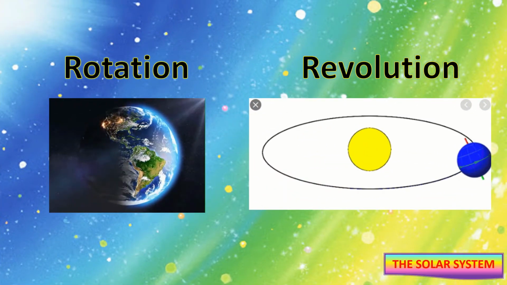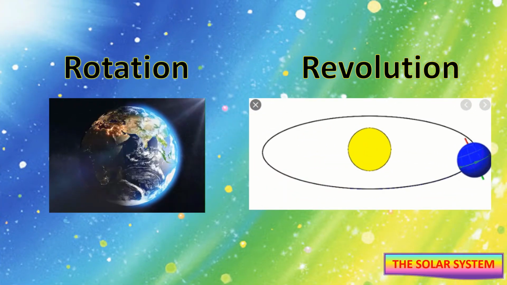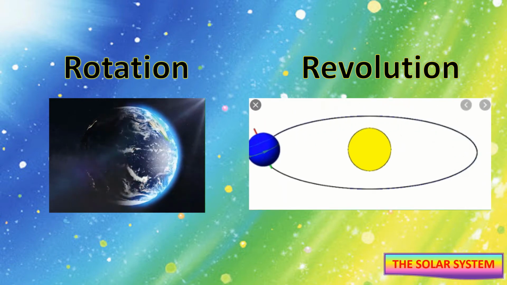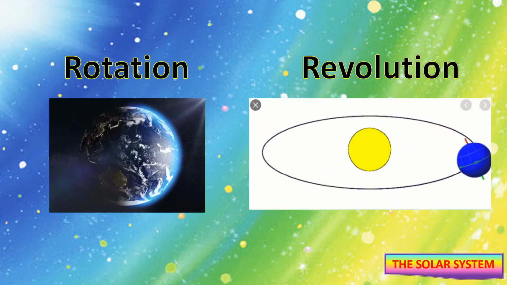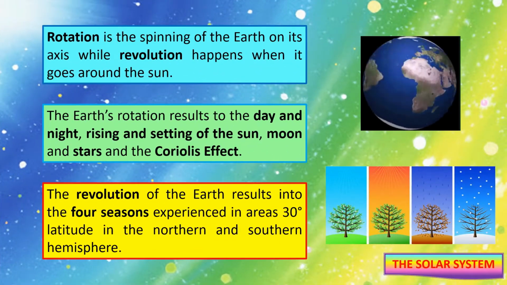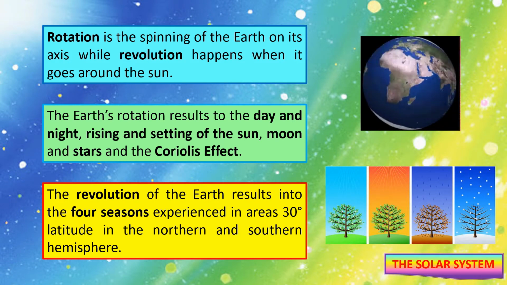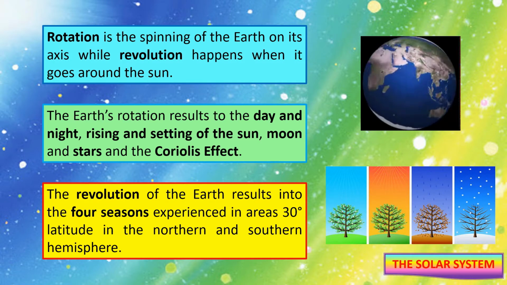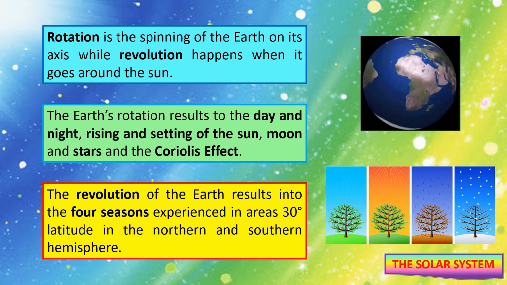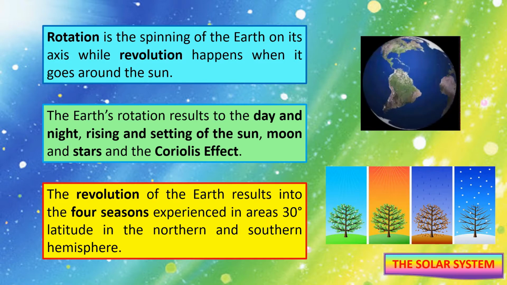Last time, you have learned about the rotation and revolution of the Earth. Can you still remember? I'm glad you still do. Rotation is the spinning of the Earth on its axis, while revolution happens when it goes around the sun. The Earth's rotation results in the day and night, rising and setting of the sun, moon and stars, and the Coriolis effect. The revolution of the Earth results in the four seasons experienced in areas 30 degrees latitude in the northern and southern hemisphere.